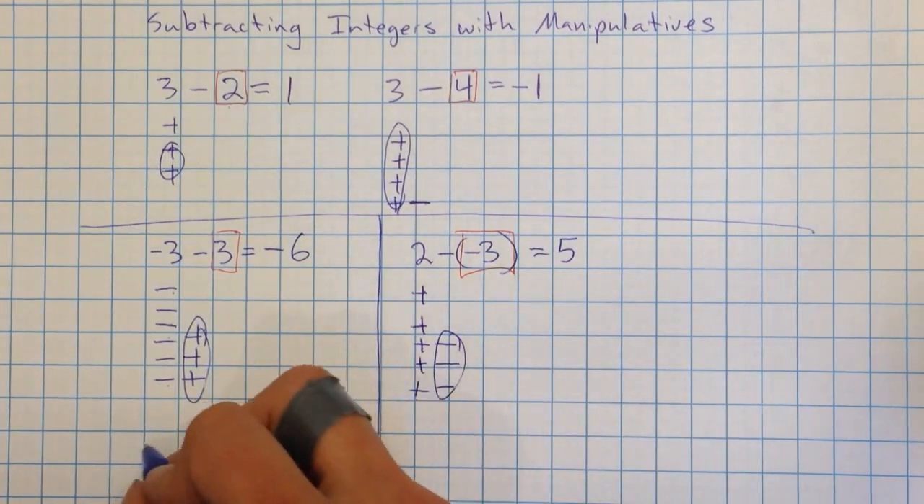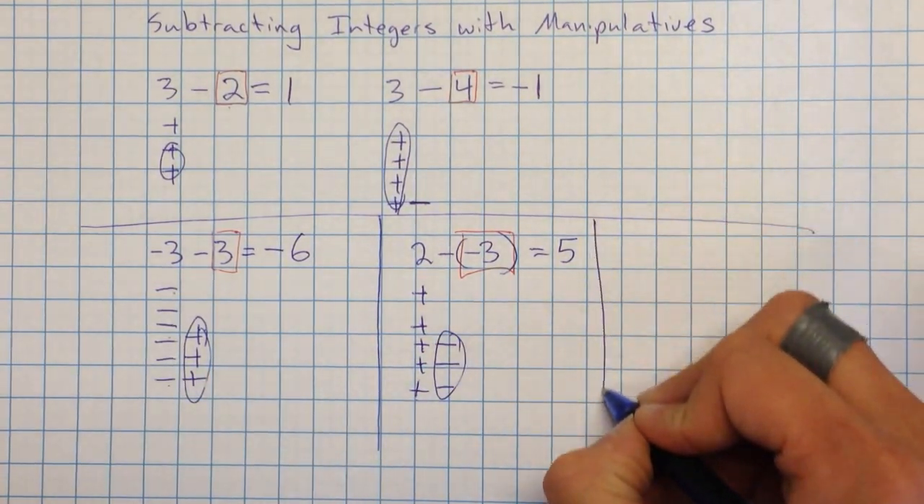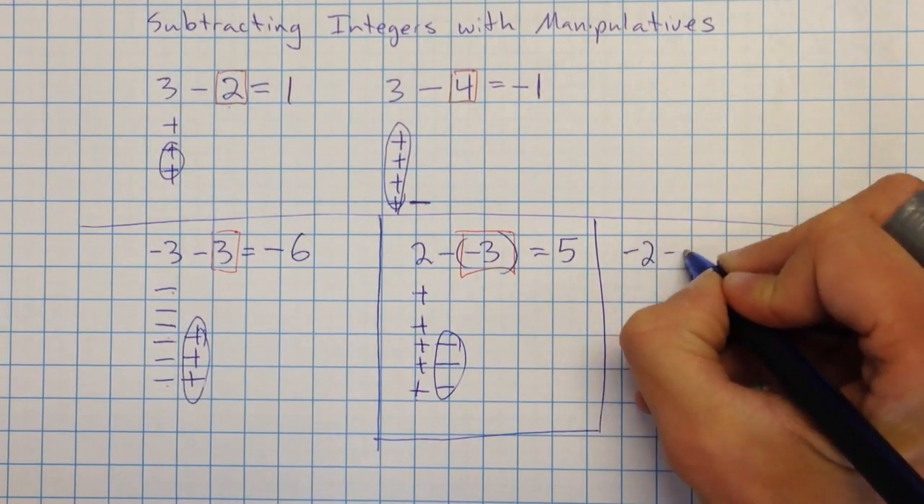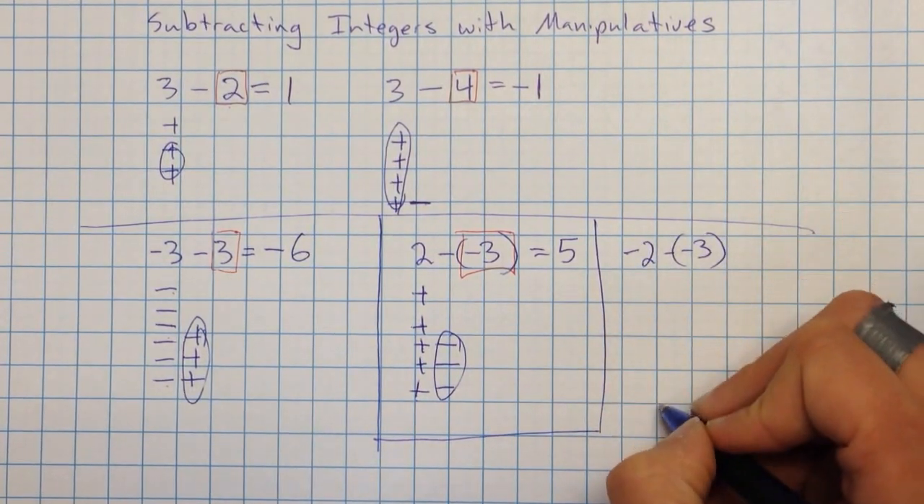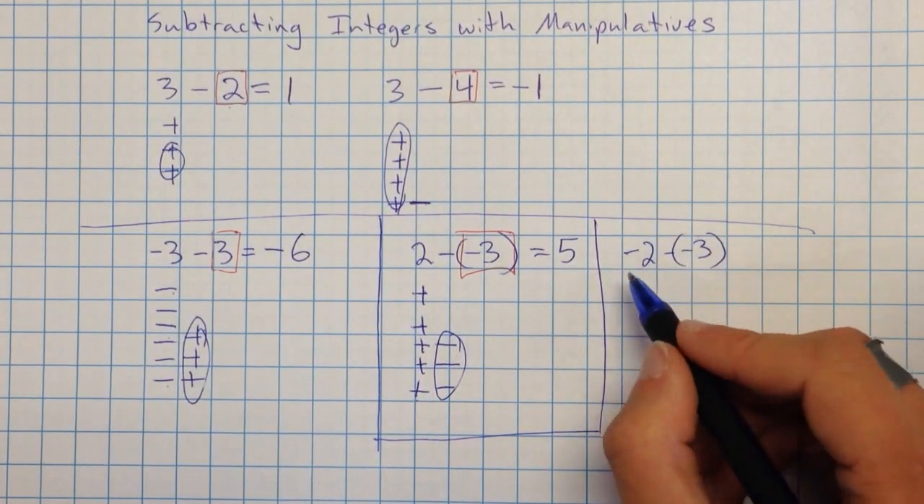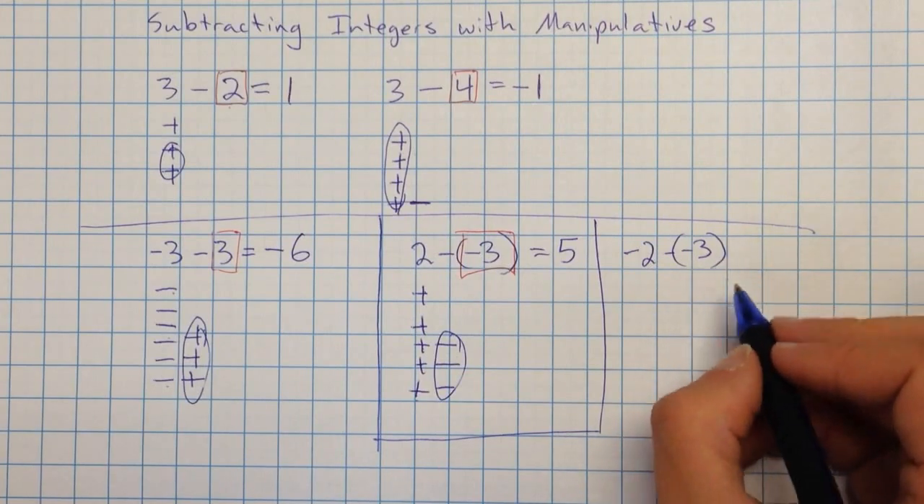I'm going to do one more quick example, and I'm just going to write this one. And that's going to be -2 minus -3. So I have a lot of negatives going on here. This isn't like the addition where we would say, oh, I just have negative numbers. My answer is going to be negative.